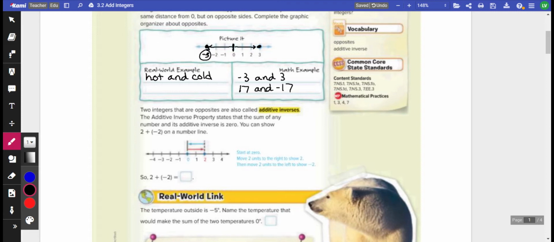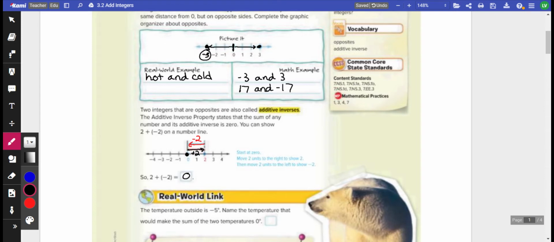The additive inverse property states that the sum of any number and its additive inverse is 0. You can show 2 plus -2 on a number line. So if we have the value of 0 and we add 2, that's going to the right. That's the +2. And if we add a -2, that's going to the left. That gives us a total of 0, because 2 plus -2 simplify each other to 0.